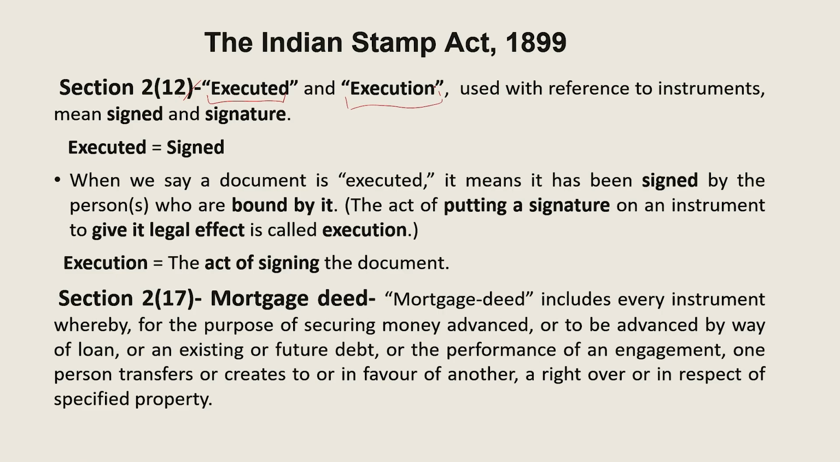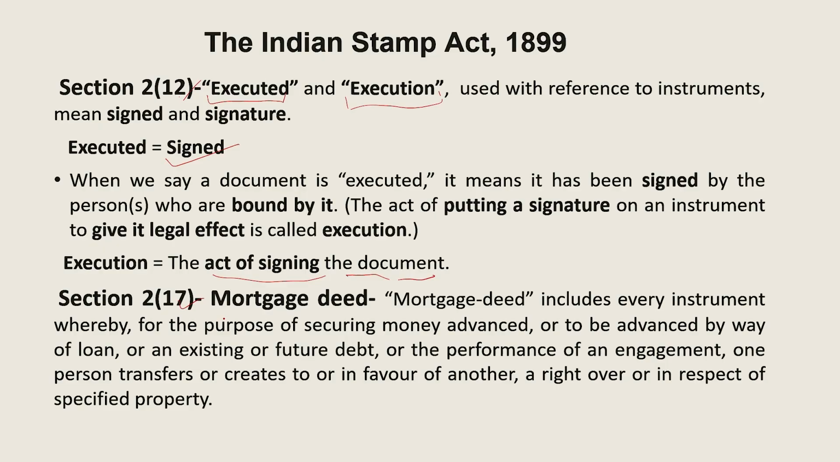Now, till this discussion, we understand that executed means when the document is signed, and execution is the act of signing the document. So we say that a document is executed when it is signed by both parties, and execution is about signing a document. We call this the execution.